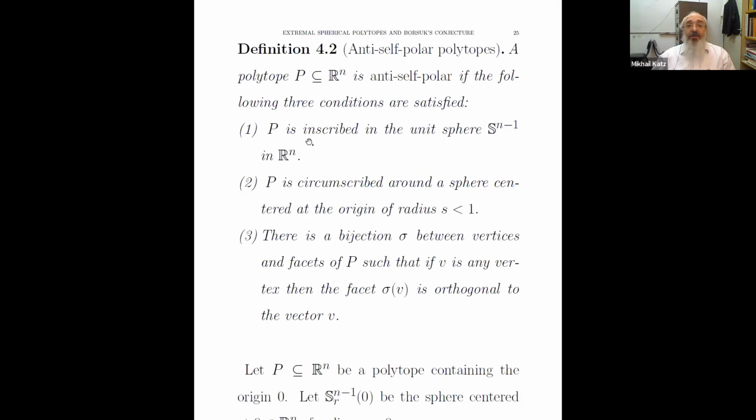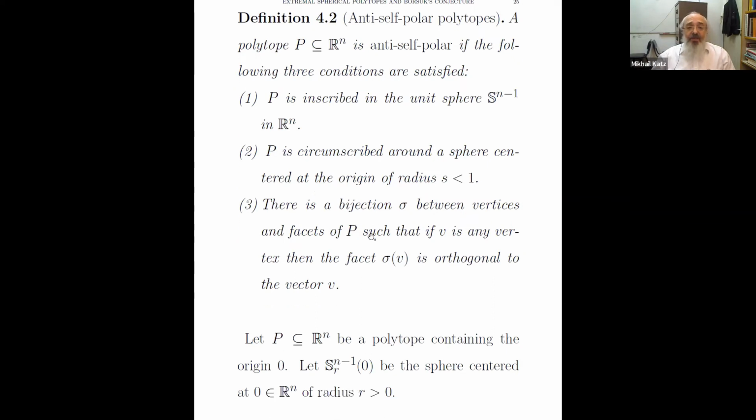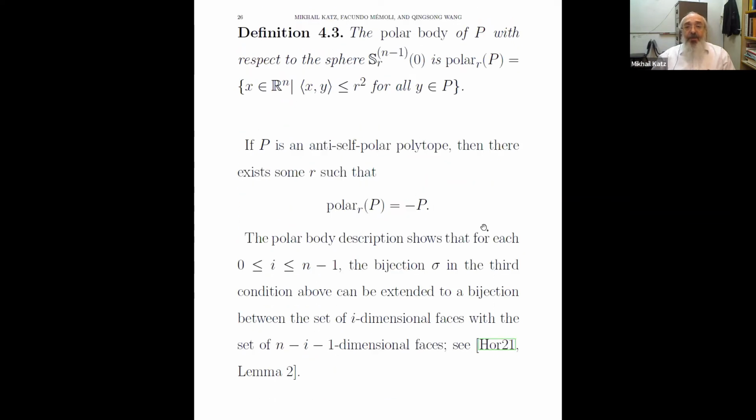So here we have three basic properties. P is inscribed in a sphere. It's circumscribed around a concentric sphere. And there's also a bijection between vertices and facets. So opposite each vertex, there is a facet, and opposite each facet, there is a vertex. That's what these anti-self-polar polytopes look like. They're called anti-self-polar because of this property here: the polar of P is equal to minus P with respect to a suitable sphere of a suitable radius. That's why they're called anti-self-polar.